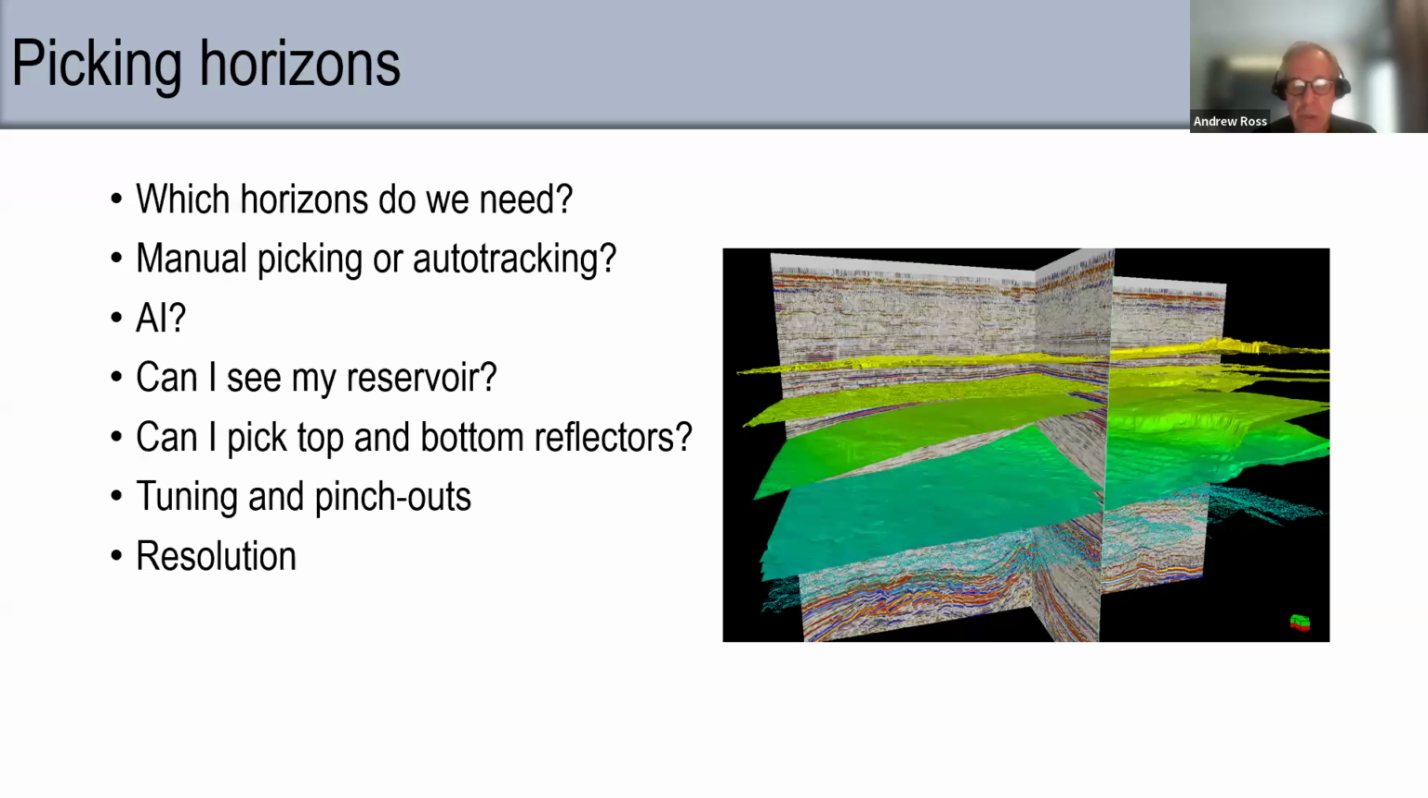Can I see anything? So I've got a reservoir that's 5 meters thick. I'm probably not going to be able to see that, because it's too thin. So I need to have a survey that's been designed that can maybe resolve that. It's probably not going to happen. You're not going to be able to get the frequencies. Okay, can I pick the top and the bottom of the reservoir?